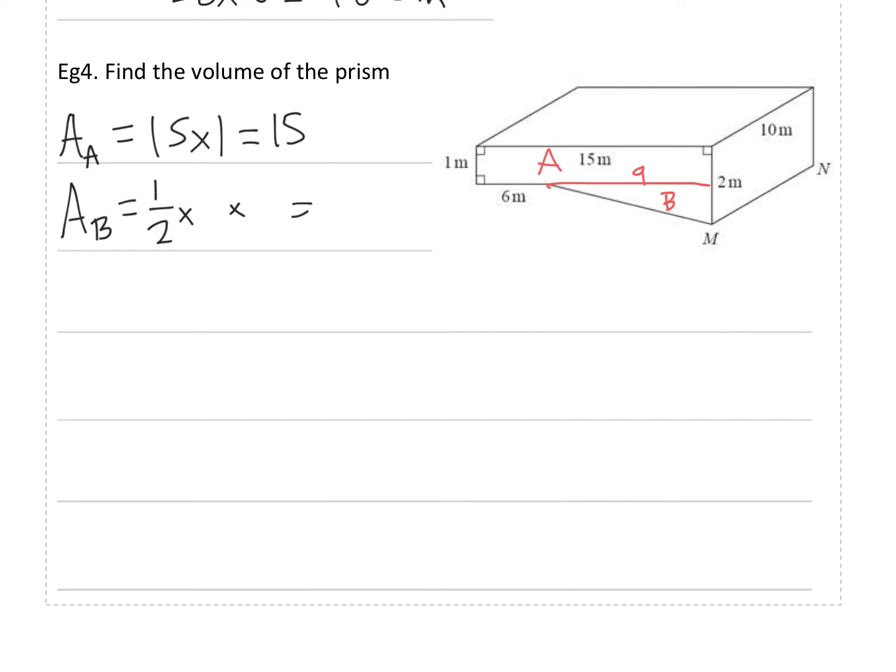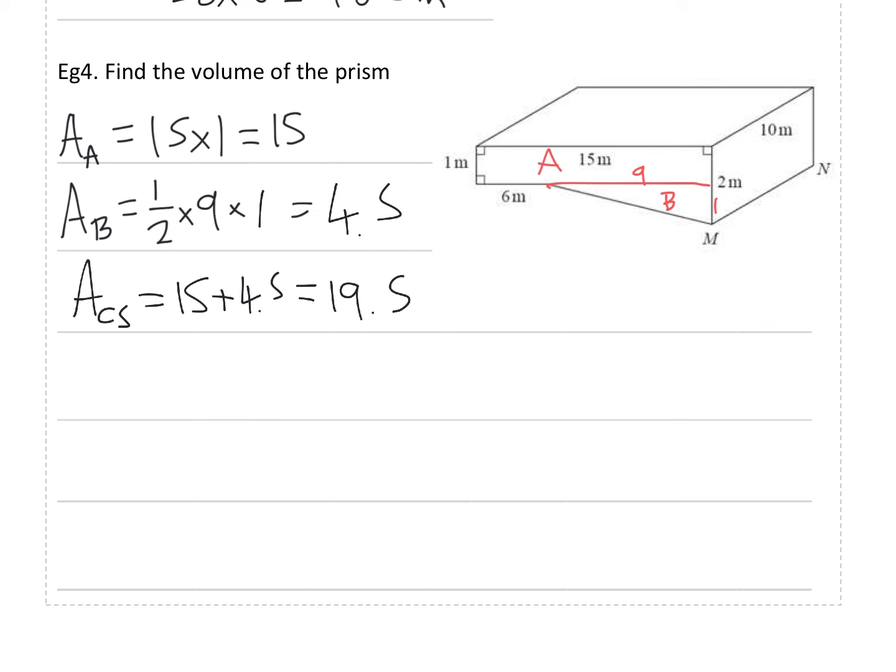And we can put that as our base. The height, well, it's 2 the full way, and we know that this little section is 1 meter, so it's going to be 1 and 1. So 1 is the height of that triangle. So half times 9 times 1 is just half of 9, which is 4.5. So the area of the cross-section would be the 2 areas added together, 15 plus 4.5, which is 19.5.